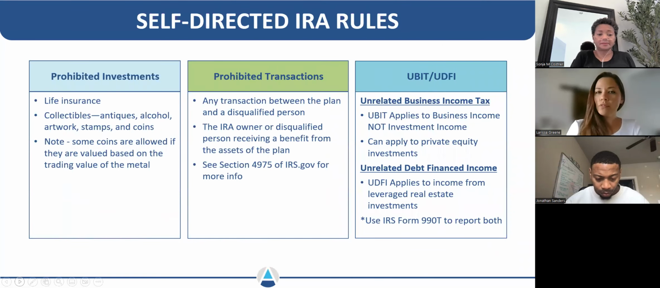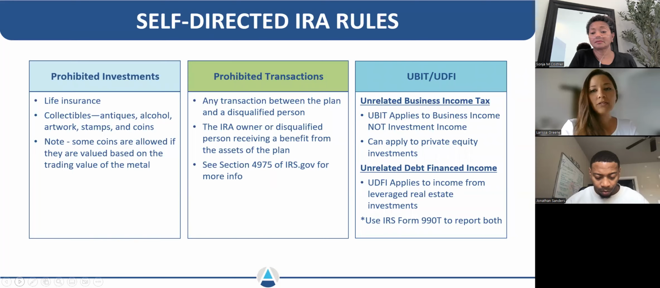So here are the rules, guys. And a lot of times when we talk about the rules for investing, it sort of feels like a no portion of the presentation. But the truth is that these are the only things that you can't do in an IRA. And again, the list for investments and strategies does go on and on. So prohibited investments are life insurance and collectibles. And that's it. Anything else is allowed.